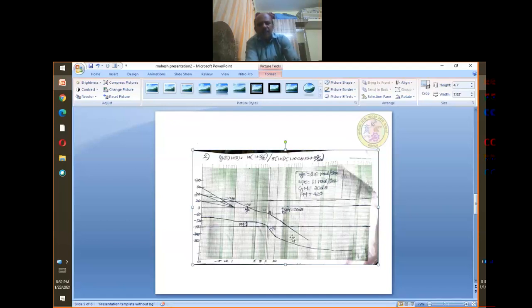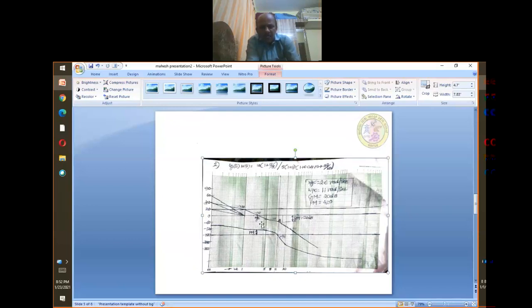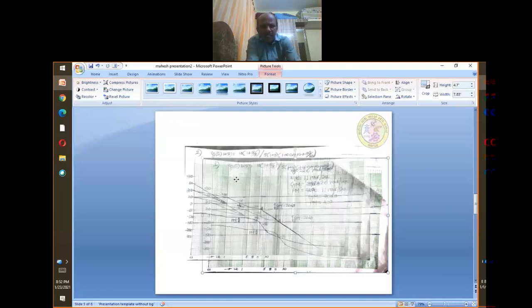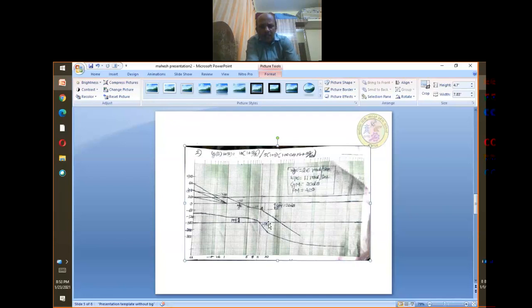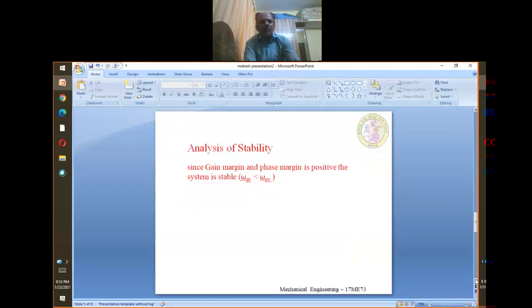Then show these angles. Once you plot it, you see that wherever the magnitude plot crosses 0 decibels, that is omega gc, corresponding to that is the phase margin, upwards positive. Similarly, the phase angle plot crosses the minus 180 degree line. So here, corresponding to that omega, the phase crossover frequency, in the magnitude plot you get the gain margin, it is measured upwards, plus 20 decibels. So these are all the values. Gain crossover frequency 2.6 radians per second, phase crossover frequency 11 radians per second, gain margin 20 decibels, phase margin 42 degrees. Since gain margin and phase margin are positive, and the gain crossover frequency is less than the phase crossover frequency, the system is completely stable.